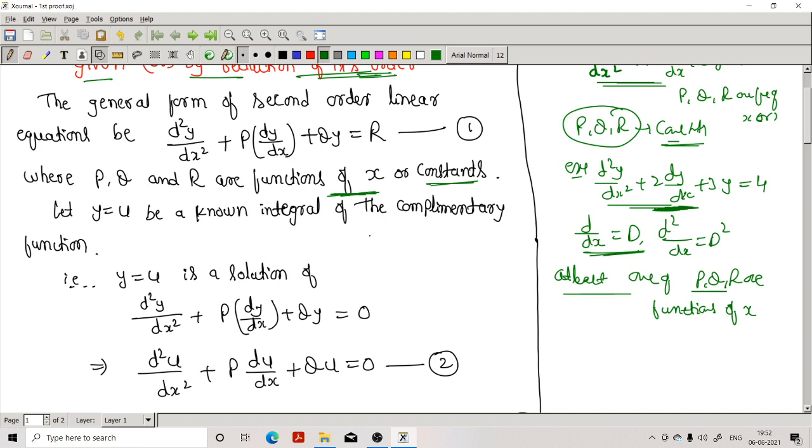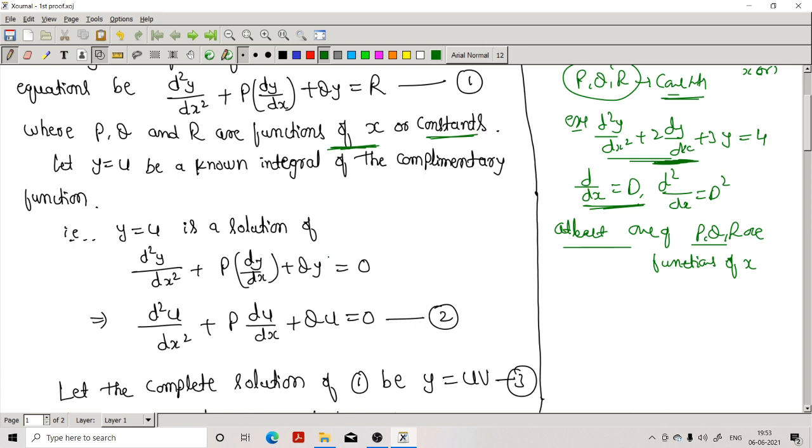The general form of the second order equation is d square y by dx square plus p into dy by dx plus q of y is equal to r. Suppose we have x square into d square y by dx square plus p into dy by dx and so on; you must divide by the coefficient of d square y by dx square. Therefore, you must make the coefficient of d square y by dx square equal to 1. That is the general form of a second order linear differential equation, where P, Q, R are functions of x or constants. As I already told, at least one of P, Q, R must be a function of x; then only is this method useful.